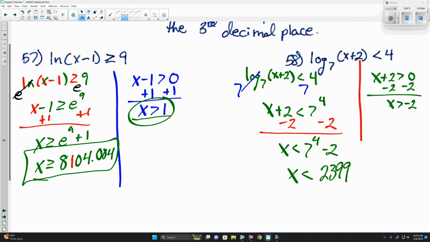Are the values of x going towards negative 2 or away from it with our solution? With x being less than 2,399, are they going towards negative 2 or away from it? So plug negative 2 in for x. Is negative 2 less than 2,399? Are you sure? Which number is bigger, negative 2 or 2,399? So is negative 2 less than 2,399? Yes. So do we need our restriction?